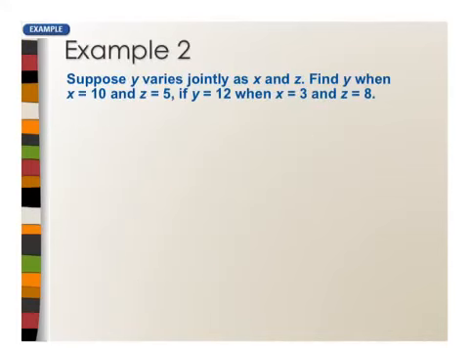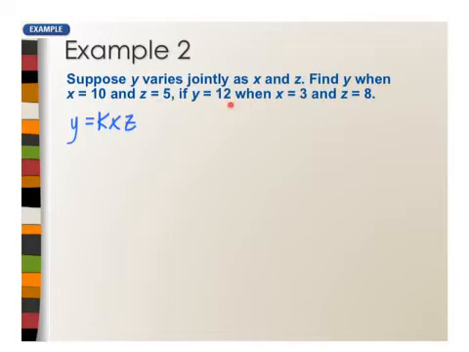All right, here's an example. Once again, I'm going to start out with, it says that y varies jointly as x and z. So I'm going to set up my equation. I know they're going to relate like so. Y equals k times x times z. And I want to find y when x is 10 and z is 5.